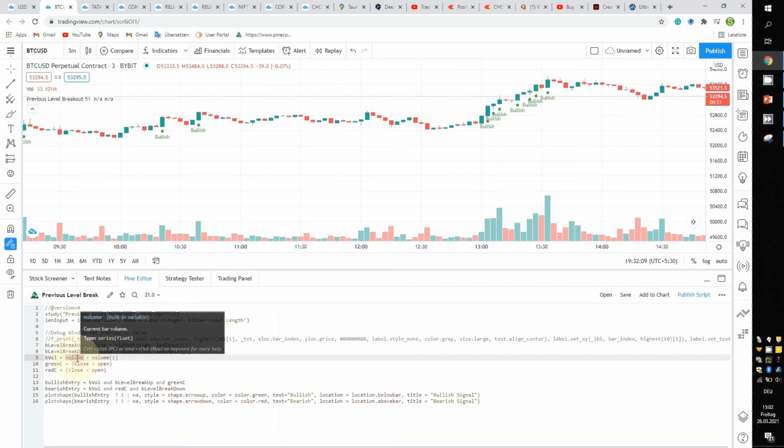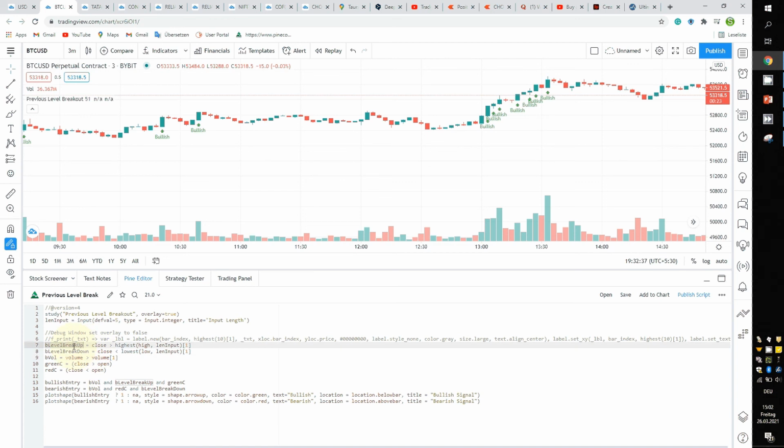If the current volume is greater than the previous volume, how can you access the previous candle volume? You can do this by indexing. If you say volume in square brackets 1, then it gives you the volume of the previous candle. So if the volume of the current candle is greater than the previous candle's volume, then this would be true, so B vol would be true. And similarly, for the breakup entry, if the closing price is greater than the past 5 highest high price, then it would be breakup, and similarly it would be breakdown.